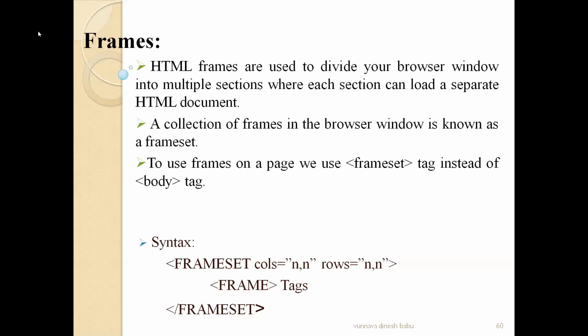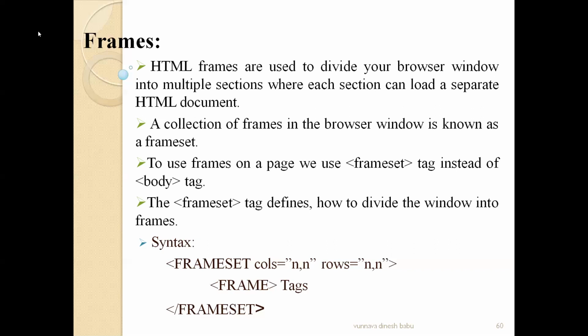Next, I'm moving to the next slide. Before moving to the next slide, let us see the second point. The frameset tag defines how to divide the window into frames. That's what we have discussed so far. We are going to use a tag called frameset, where there are two attributes for that frameset tag: columns and rows. If we want to divide the web page regarding columns, we can provide columns equal to some percentages within double quotes. And the same with rows. If we want to divide the web page according to rows, we can provide rows equal to some percentages within double quotes. Right?